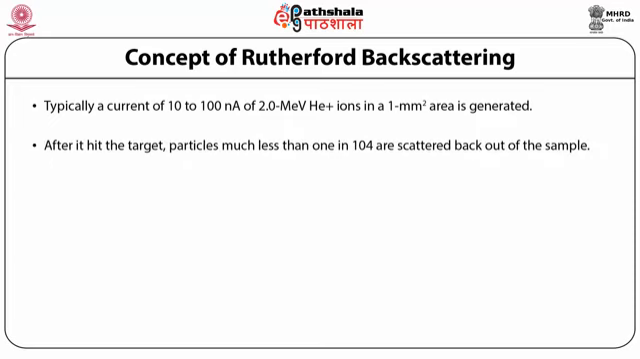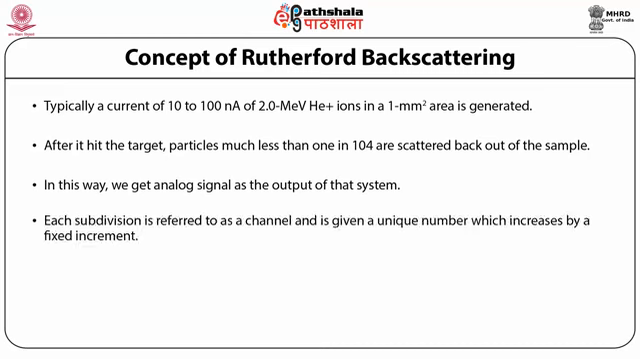After it hits the target, much less than 1 in 10 to the power 4 particles are scattered back out of the sample. A small fraction of this is captured by the aperture of an analyzing system. In this way, we get an analog signal as the output of the system. This signal is fed to a multi-channel analyzer, which subdivides its magnitude into a series of equal increments. Each subdivision is referred to as a channel and is given a unique number which increases by a fixed increment. Modern multi-channel analyzers contain thousands of channels.